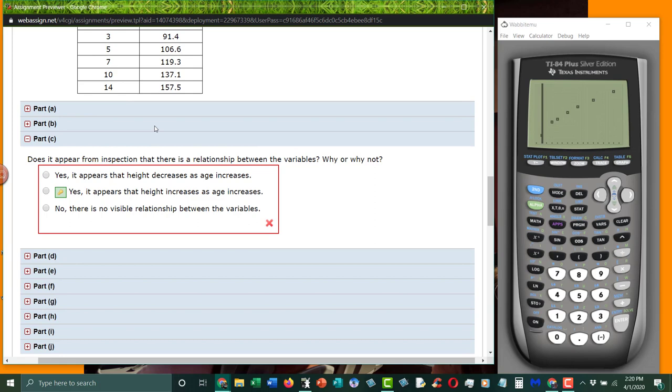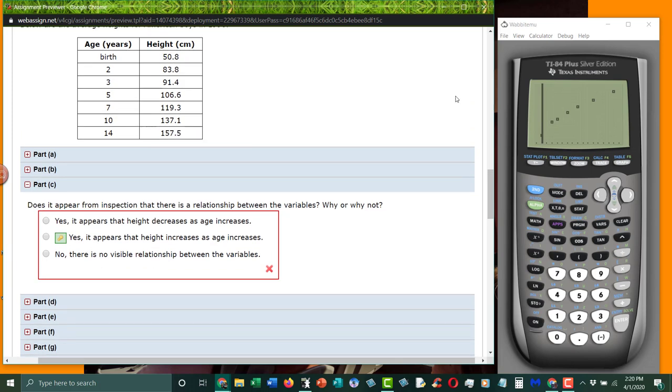So, does it appear that there's a relationship? Yeah, as x goes along, this goes up. It looks pretty straight, even. So, yes, there appears to be some relationship.